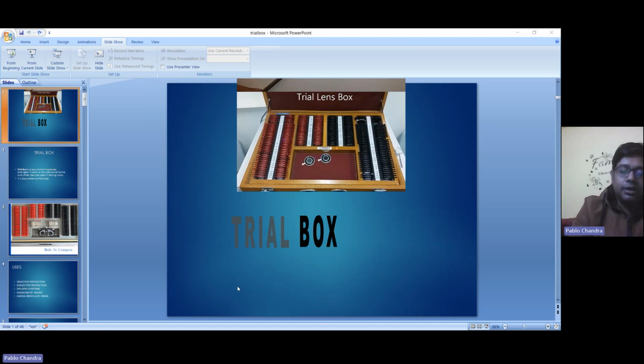So 19 pairs of cylindrical lenses are there. What are the power differences of the lenses? Plus 0.12 to plus 6 diopter, plus minus 0.12 to minus 6 diopter.